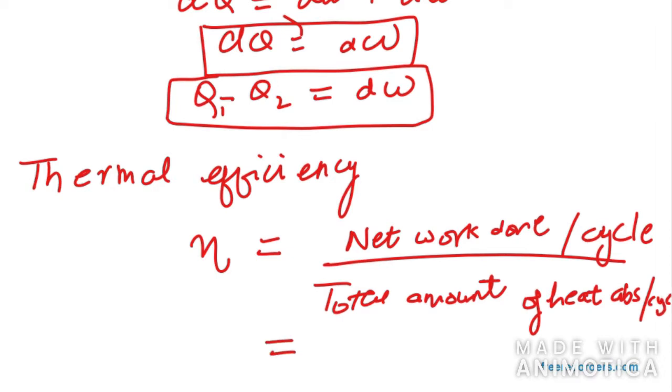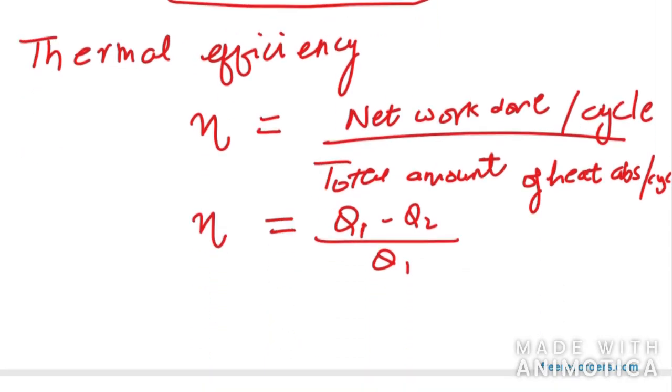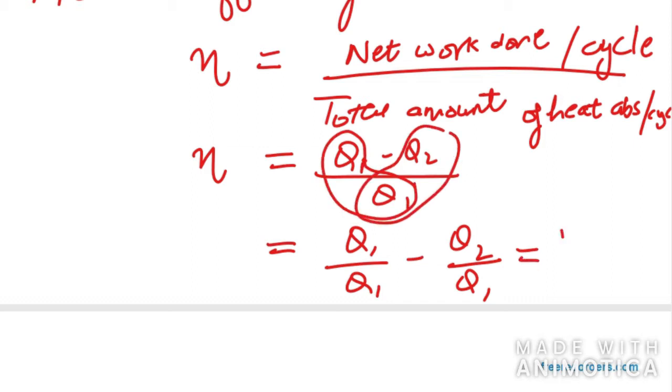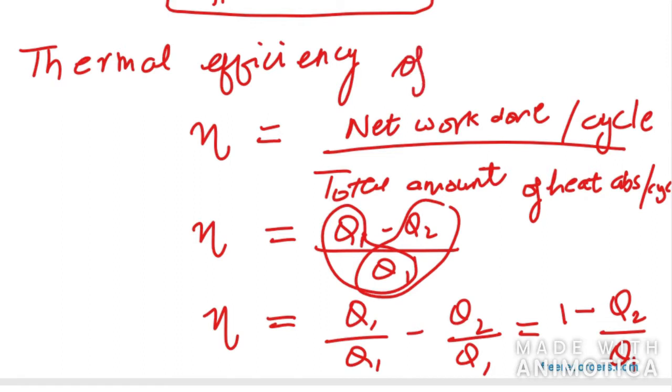So net work done in this case, as you know, is Q1 minus Q2, and the total amount of heat absorbed is Q1 only. So eta in this case will be Q1 over Q1 minus Q2 over Q1, separating the terms. So 1 minus Q2 over Q1. This is the thermal efficiency of the heat engine. It is given by 1 minus Q2 over Q1.